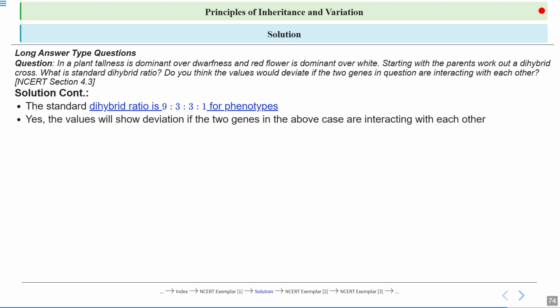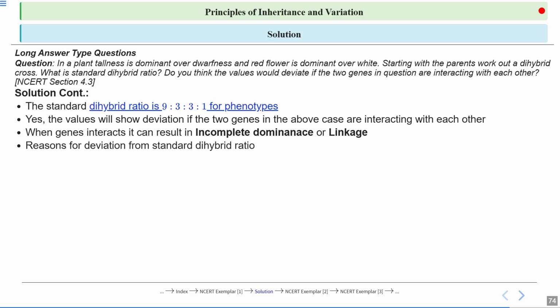Okay. And yes, these values will deviate if the two genes are interacting with each other. So they can show linkage or they can show incomplete dominance here. So you will not get this typical 9:3:3:1 ratio.